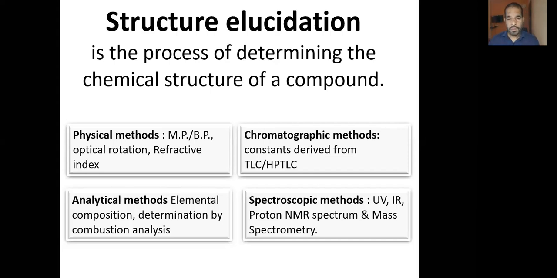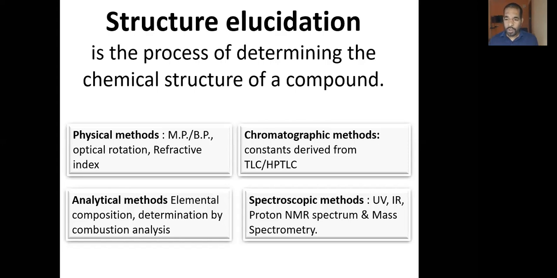For example, ash value is a physical constant of any herbal drug, therefore it is considered an important physical method in determination of the structure. Okay, now the next one is the chromatographic methods.